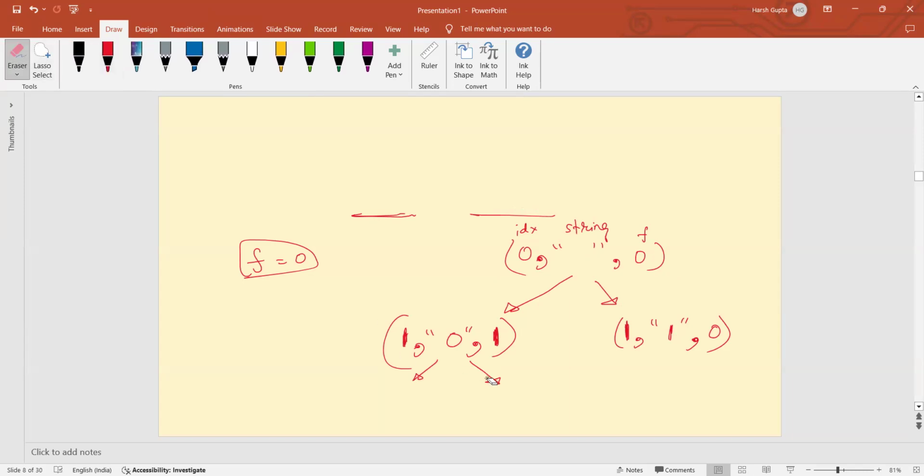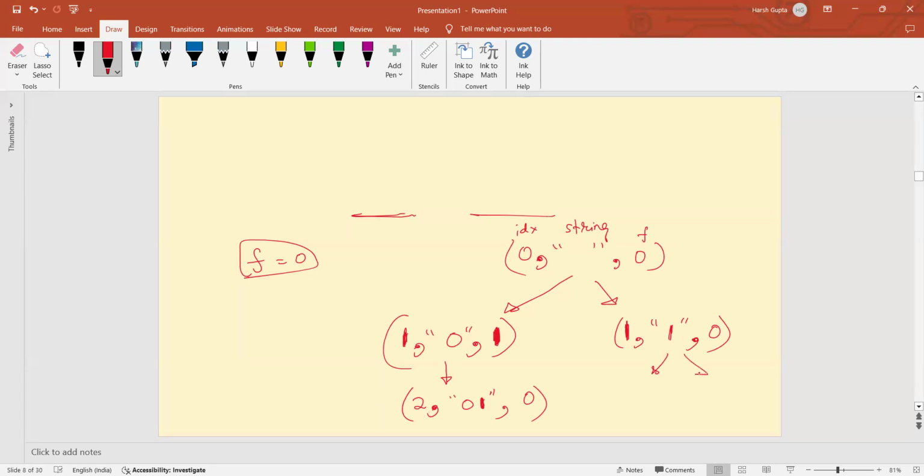Now, again, coming to this possible recursion call. If you look, the value of f is 1. This means that we have only one option: we can only put 1. If we do so, our index will shift to 2, our string will become 0, 1, and my value of f will change to 0, because I have put 1 over here, so for the next index I don't have any restriction.